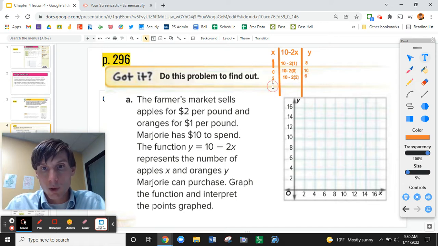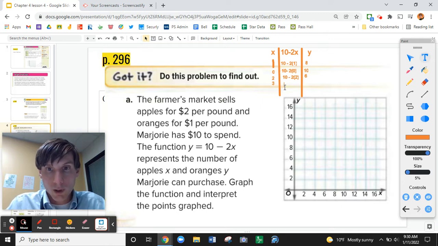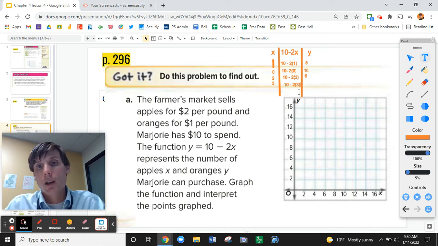Okay, and maybe one more. Let's go with 3. And we have 10 minus 2 times 3. 2 times 3 being 6. So 10 minus 6 is 4. Okay, so we've just plugged 4 different values into this function to figure out what our x's and our y's are. All right, so now I will go ahead and plot those on the graph.